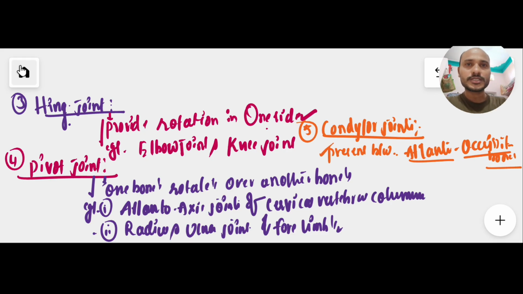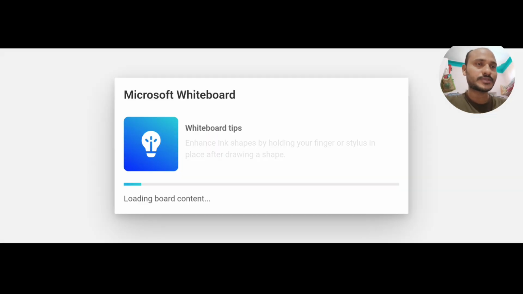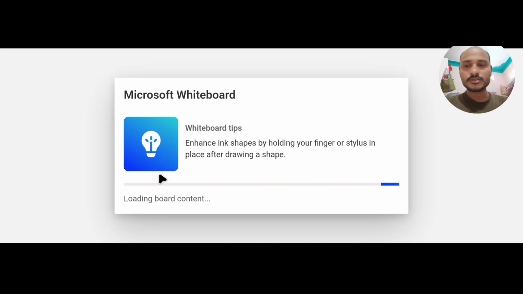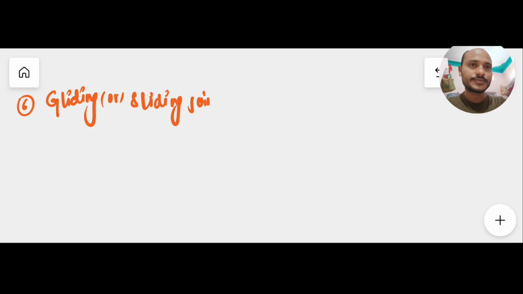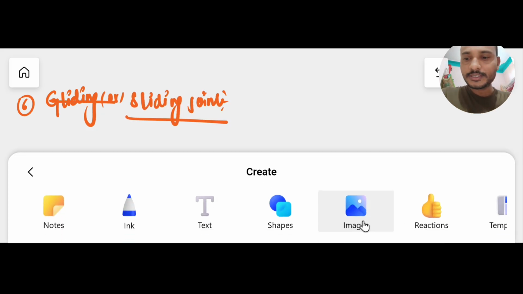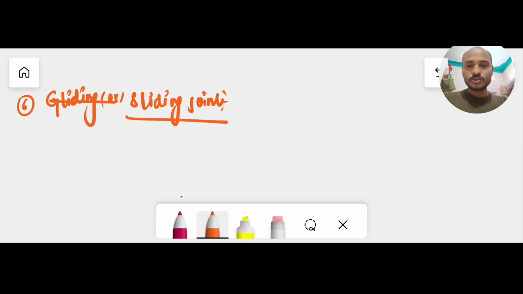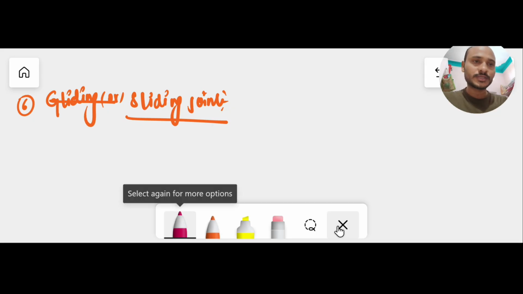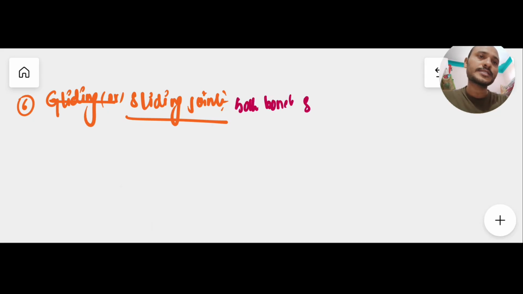Now coming to the last and most important type of synovial joint. That is the gliding joint or sliding joint, the sixth one. Gliding is also called sliding joint. These are joints in which both bones slide over each other.